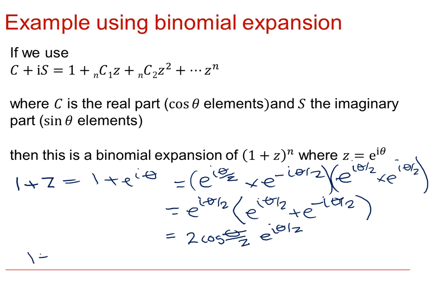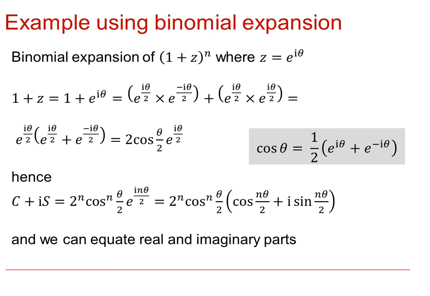Then (1 plus z) to the power n will equal 2 to the n cos to the power n of theta over 2 times e to the i n theta over 2. As this is C plus iS, and we can also expand that e to the i n theta over 2 into being cos n theta over 2 plus i sine n theta over 2, we can equate the real and imaginary parts.